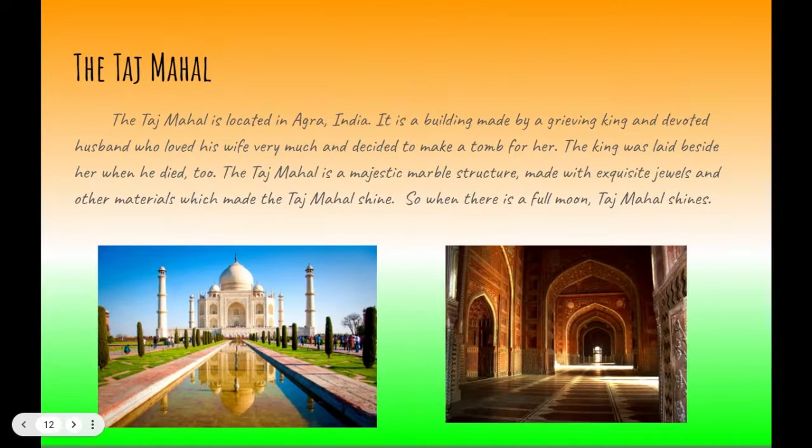The Taj Mahal. So the Taj Mahal is located in Agra, India. It is one of the seven wonders of the world. It is a building made by a grieving king and a devoted husband who loved his wife very much and decided to make a tomb for her. So this is a tomb.